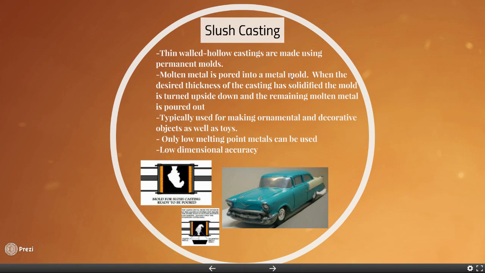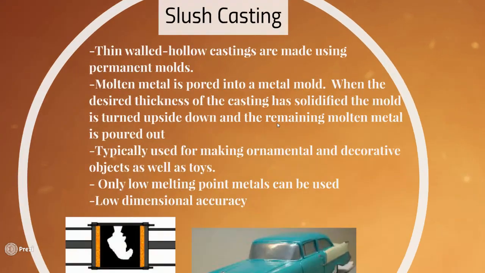Essentially, molten metal is poured into the mold, and then you let it stay there, but you don't let the mold completely solidify. You turn it upside down, and then what's left over is going to be just a little layer inside the mold cavity. Now, only low melting point metals can be used for this, and it does have very low dimensional accuracy. So, as I said before, it's used primarily for ornamental and decorative objects, also toys.